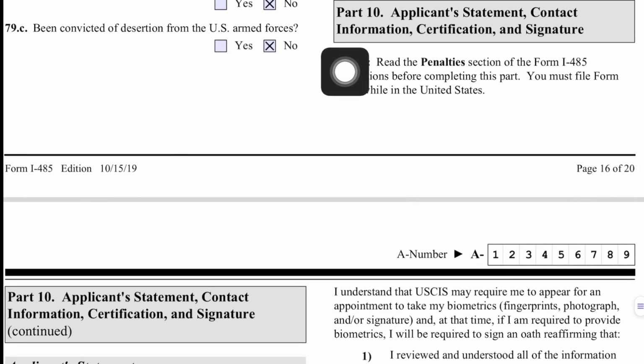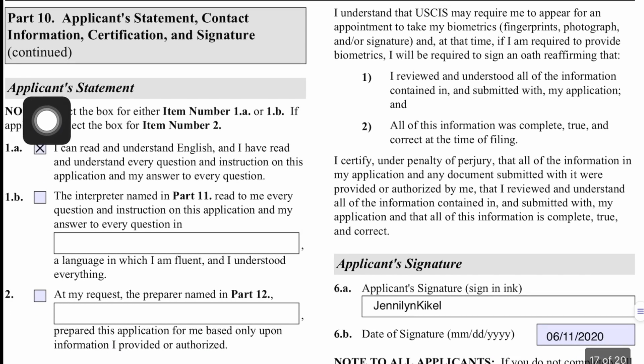Okay, last part will be part 10, applicant statement, contact information, certification, and signature. Note, read the penalties section of form I-485 instruction before completing this part. You must file form I-485 while in the United States. So, applicant statement, note, select the box for either item number 1A or 1B if applicable. So, I filed this form by myself, so I selected 1A. I can read and understand English, and I have read and understand every question and instruction on this application and my answer to every question.